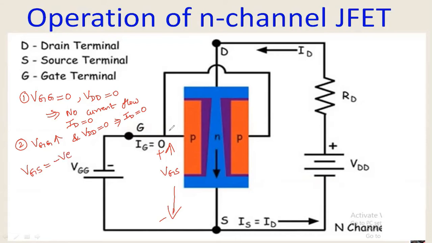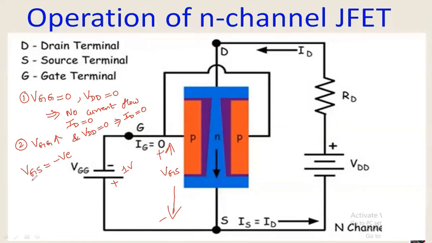So when VGS goes negative, this PN junction will be reverse biased. To avoid confusion, you can see the P type is connected to the negative terminal and the source is connected to the positive terminal. So it is reverse biased as you increase the magnitude here. Now in that case, what happens? The depletion layer width will be increased. So that is the effect of VGG on the depletion layer width. And no current flows because VDD is 0.